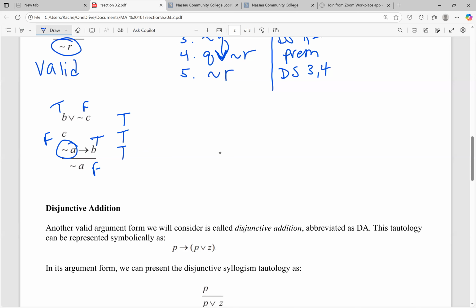So this is a counterexample. So we have A, B, and C. B is true, right? And C is true. Now, when would we get a false conclusion? When not A is false, which then makes A true, right? So this would be my counterexample, when A, B, and C are all true. My premises would be true, but I would have a false conclusion.